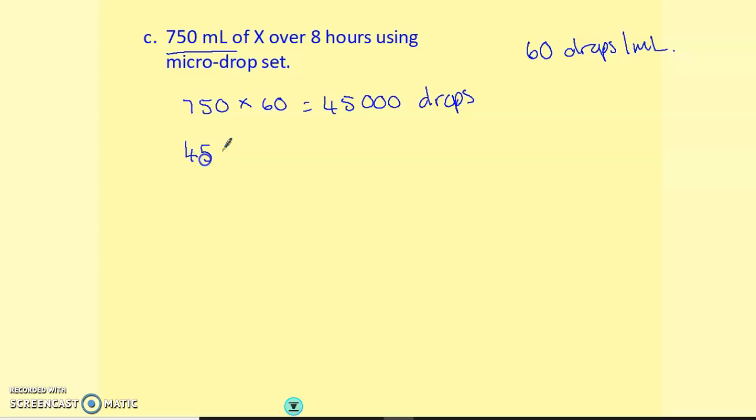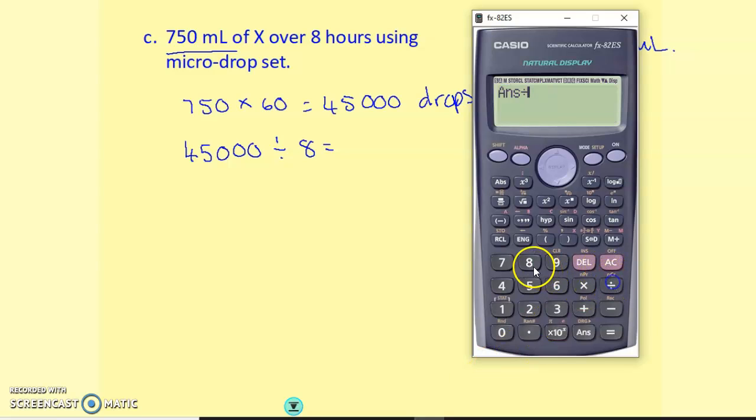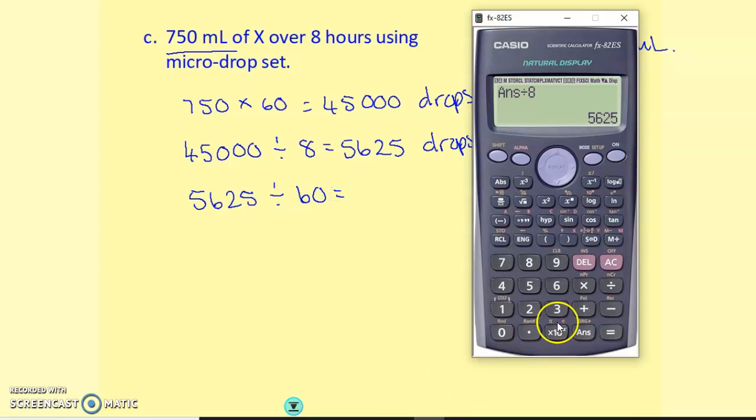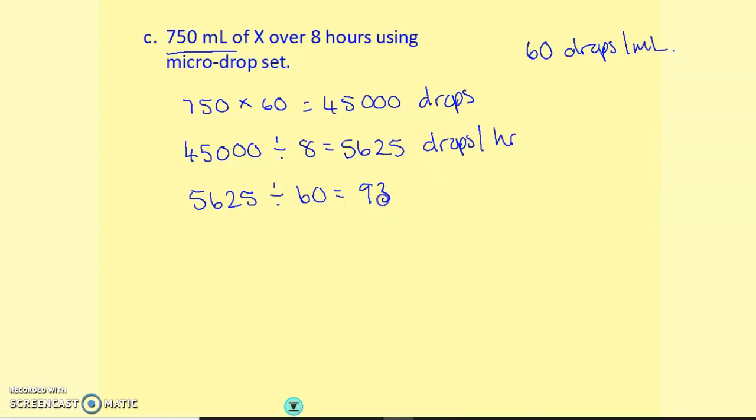I want to know what that is per minute. So divide by 8 to find out what it is per hour. So 5,625 drops per hour. I want to get it down to a minute. Divide by 60. Which is 93.75 drops per minute. Okay, I'm going to stop there and record the last wee bit in a separate video.